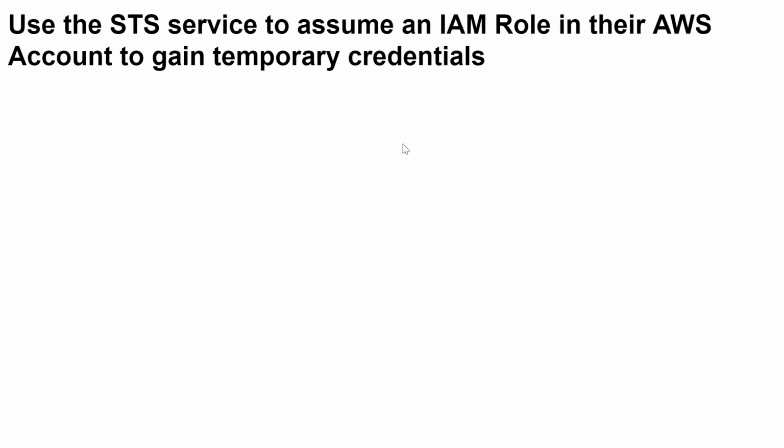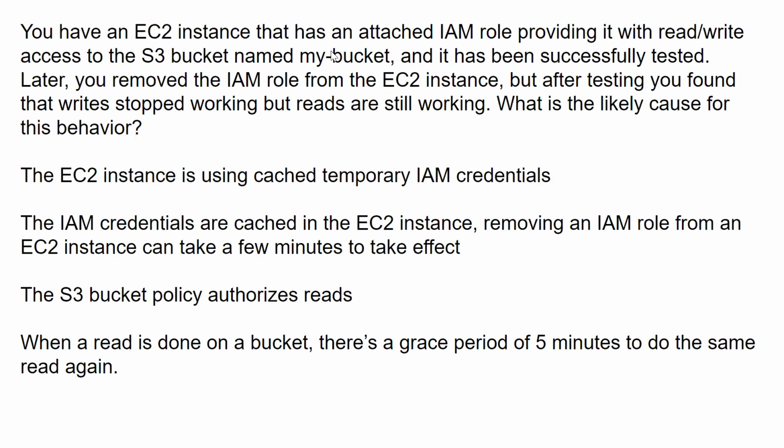Use the STS service to assume an IAM role in their AWS account to gain temporary credentials. You have an EC2 instance that has an attached IAM role, providing it with read-write access to the S3 bucket named My Bucket, and it has been successfully tested. Later, you remove the IAM role from the EC2 instance. But after testing, you found that writes stopped working, but reads are still working.